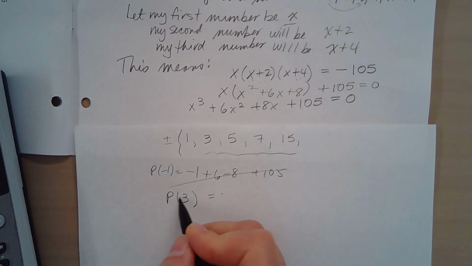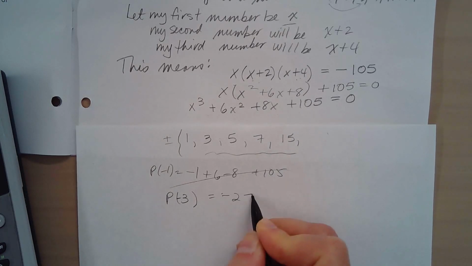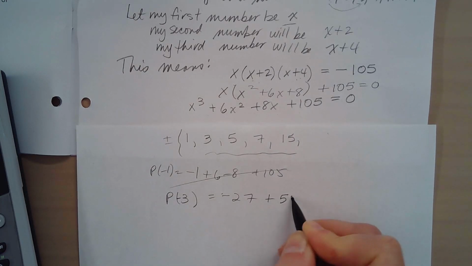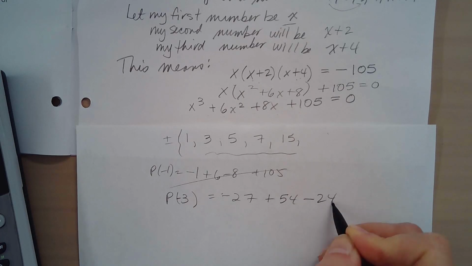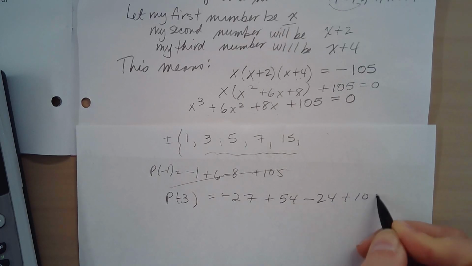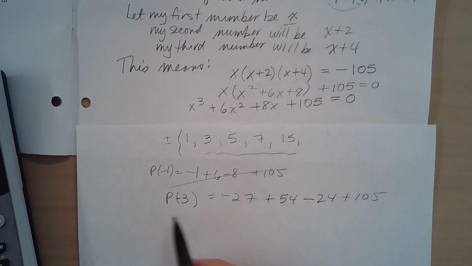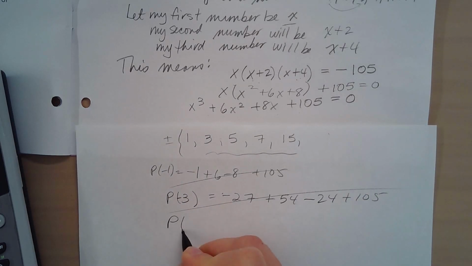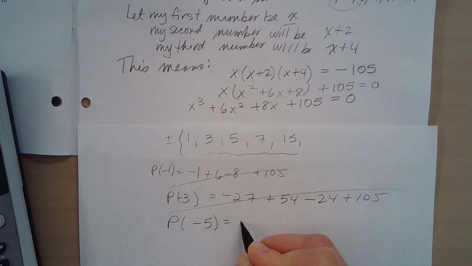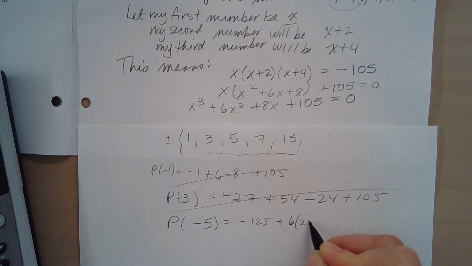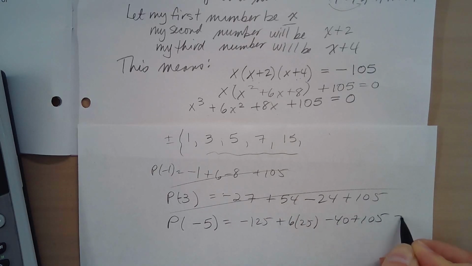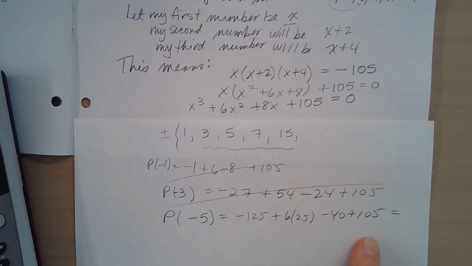Okay. So let's do negative 3. I have negative 27 plus 54 minus 24 plus 105. That's not big enough either, right? Okay. Is it negative 5? No? It is? No. Minus 40 plus 105. Are we getting closer though? Maybe? I don't know.